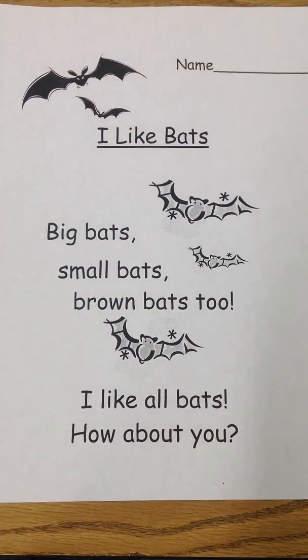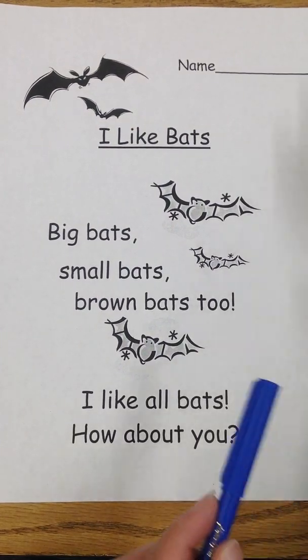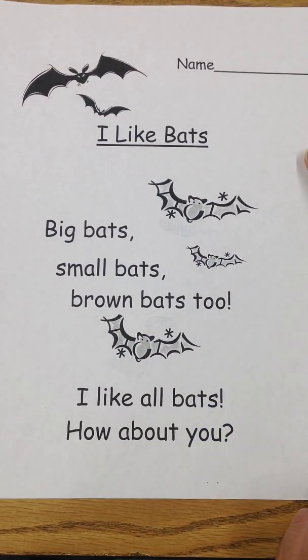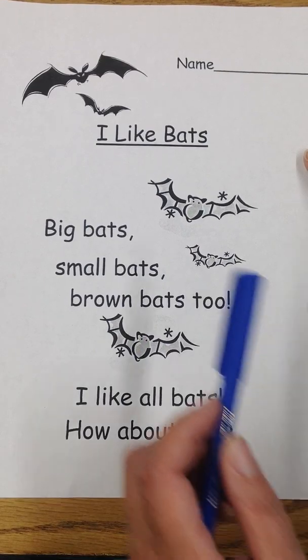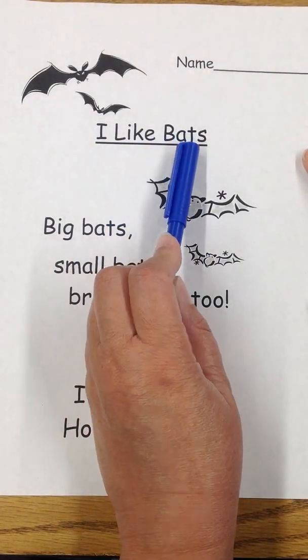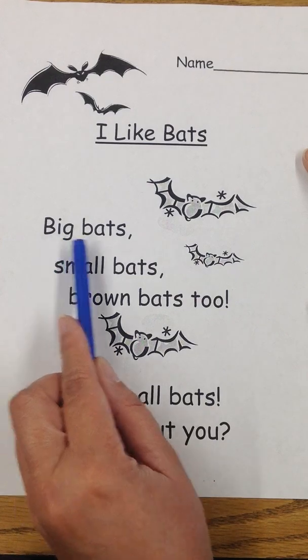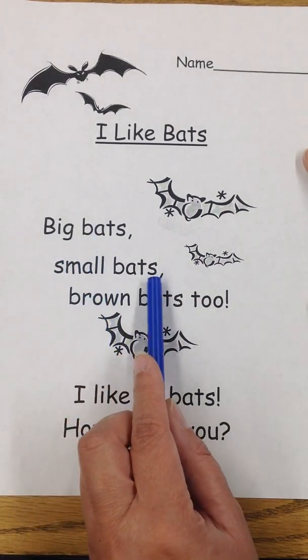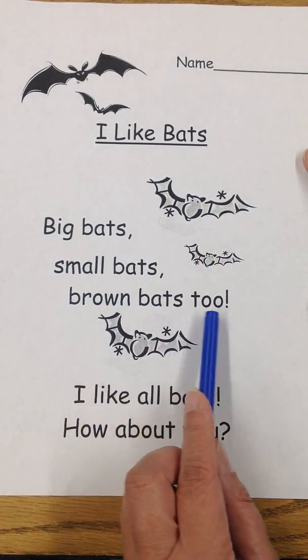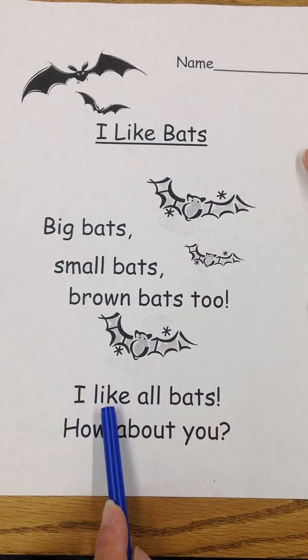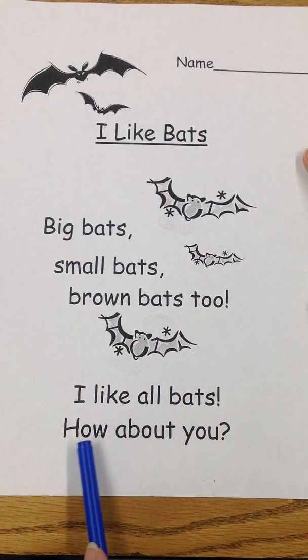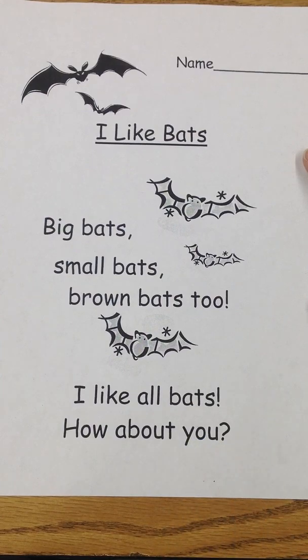We're going to practice the poem and highlight some sight words for us to practice while we're reading the poem. I'm going to read the poem for you, so listen. I like bats. Big bats, small bats, brown bats too. I like all bats. How about you? So that's our poem, I Like Bats. And let's highlight some sight words and some vocabulary words to help us when we read the poem.